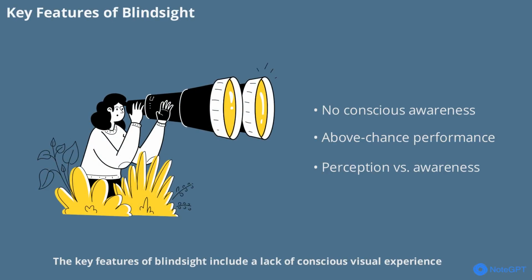Key features of blindsight include a lack of conscious visual experience, yet preserved performance in forced choice tasks. Patients can guess the location or movement of objects in their blind field with surprising accuracy, even though they insist they can't see anything. This dissociation between perception and awareness challenges our understanding of consciousness and visual processing.